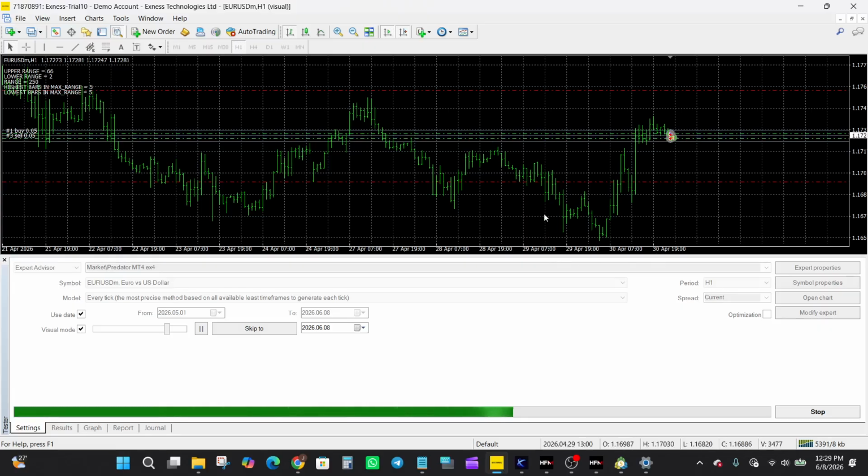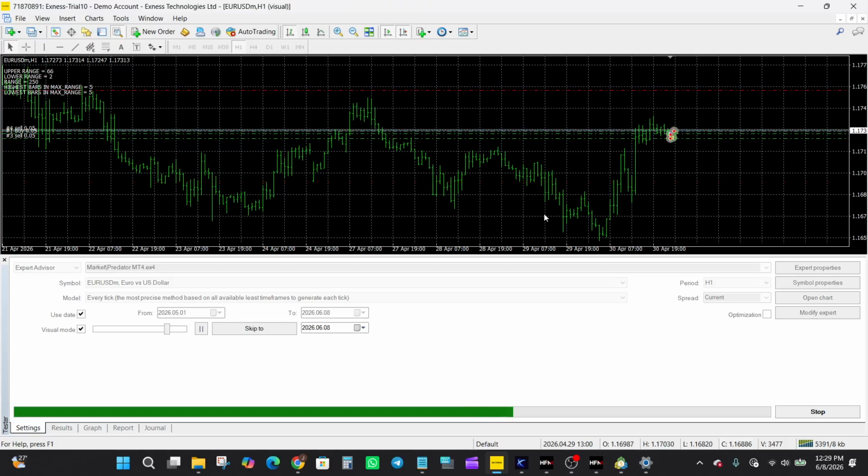Overall, the Predator EA presents itself as a structured range-based system with a strong focus on execution rules and trade control settings. The flexibility in parameters gives room for optimization, but it also means performance can vary depending on how it is configured. So the key takeaway here is that it's not just about the strategy description, but how well it performs under your specific trading environment and risk setup.